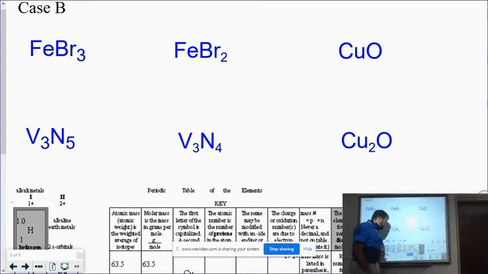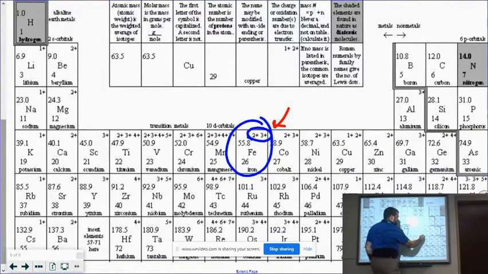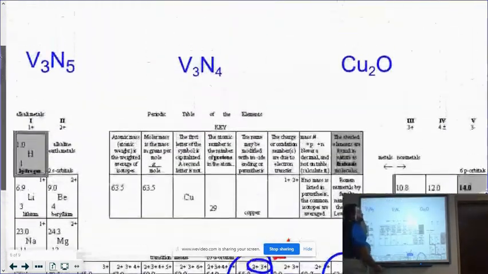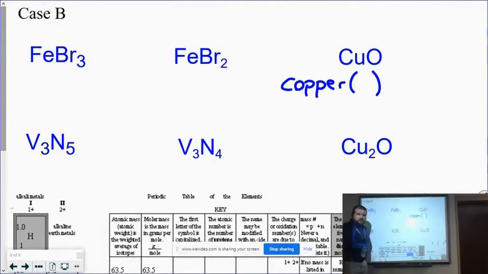All right, assuming you are back, we have CuO. Cu is the element copper right here. And if we look inside copper's element box on your periodic table, we've got multiple charges. So we're going to start with writing out copper and leaving those blank parentheses to work with.